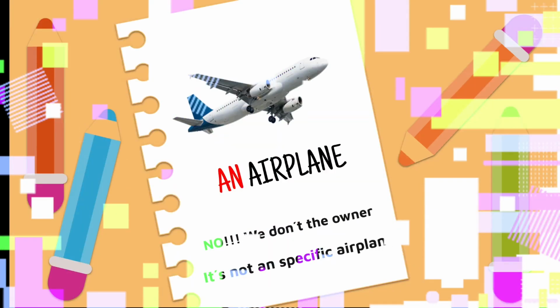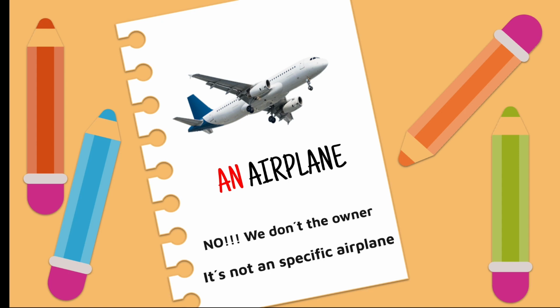Okay? Other example, an airplane. Do we know the brand? Do we know who is the owner of this airplane? No, we don't know the owner, and it's not a specific airplane. We're not talking about a brand. We're not talking about specific information. All these examples are general. A man, a teacher, an airplane is, again, general.